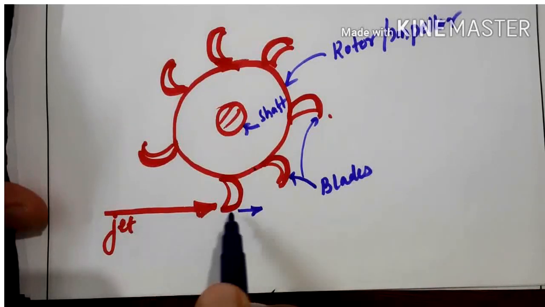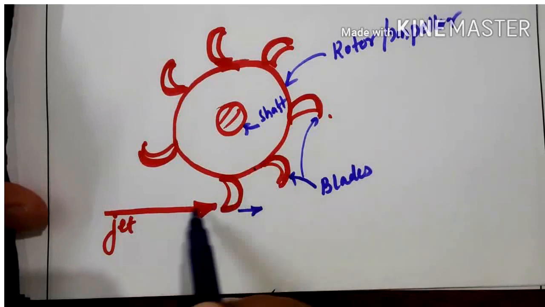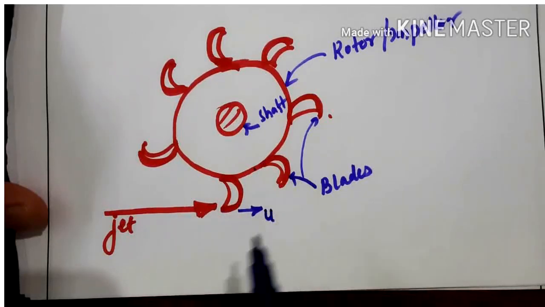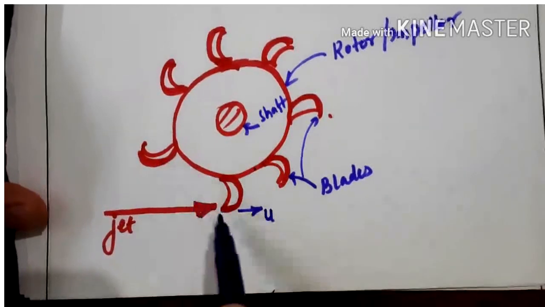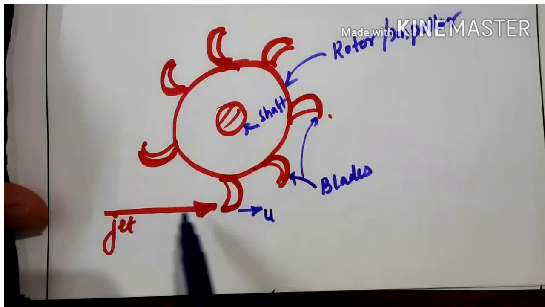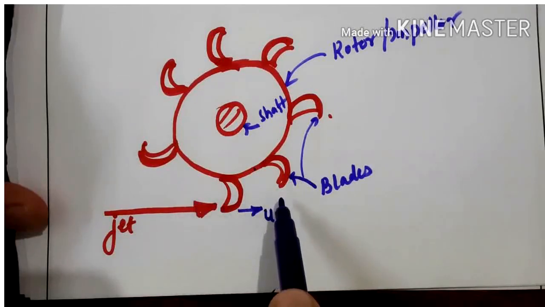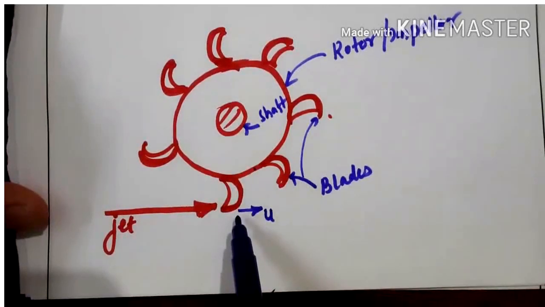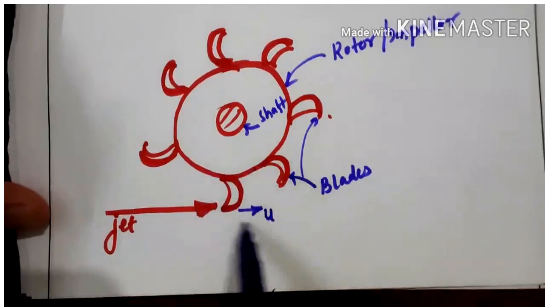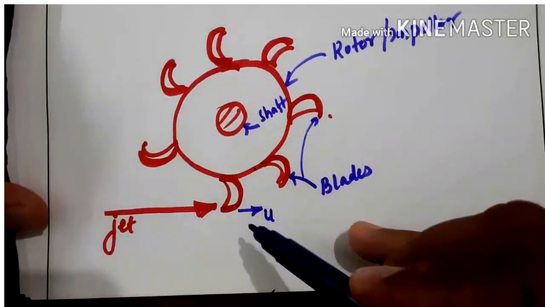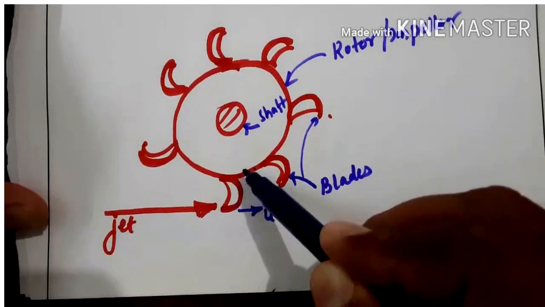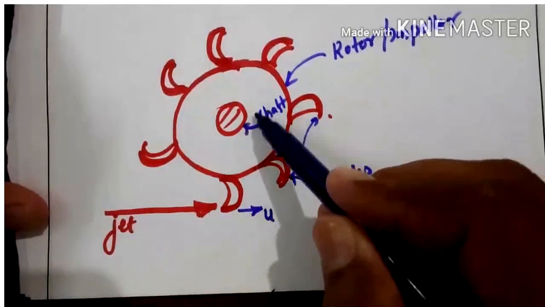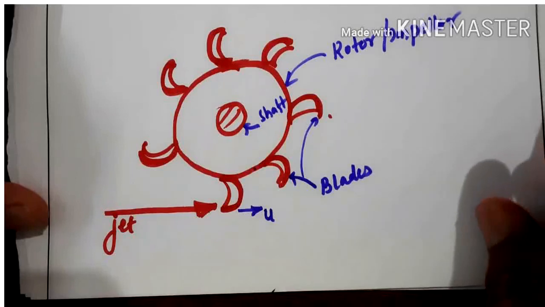Then it moves forward with the velocity u. The next blade comes and stands before the jet, that vane also receives the force from the jet and moves forward. Then the third blade comes and stands before the jet, receives the force and moves forward, and this continues. Hence the force is transferred from the jet to the vane, to the impeller or rotor, to the shaft, to the generator, hence the production of electricity.